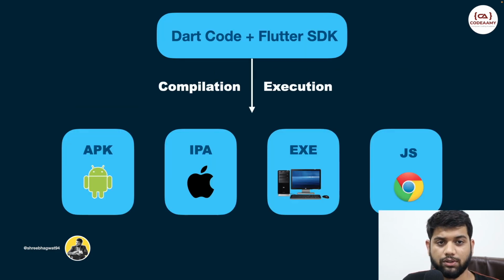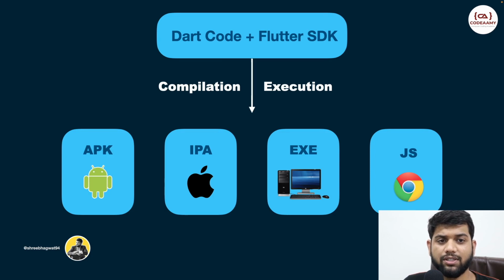So now how does Dart work? Basically, whatever code we write, we write in Dart language. And we use Flutter SDK to create cross-platform application. So there are two processes that take place. First is the compilation process. In the compilation process, the Dart code is converted, or let's say compiled, into the respective platform that we need. For example, for Android, we need an APK. For Apple, we need an IPA. And for Windows, we need an EXE or executable file. And for web, we need HTML or JavaScript file.